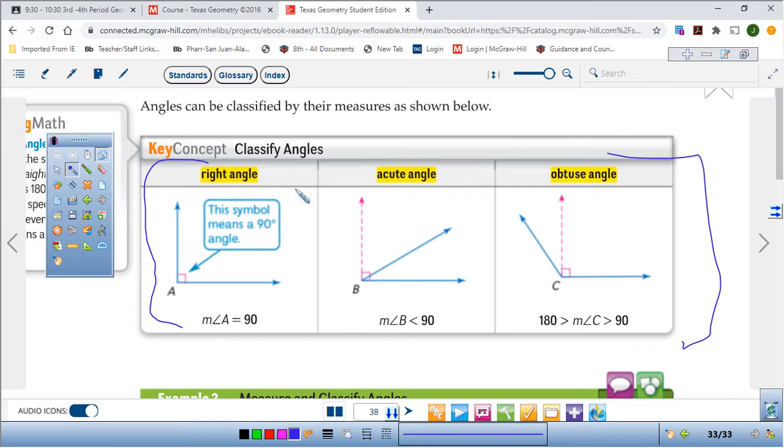So you have 3 types of angles. You have a right angle, which is 90 degrees. You have an acute angle, which is less than 90 degrees. And then you have an obtuse angle, an angle bigger than 90 and smaller than 180. So copy those down real quick.